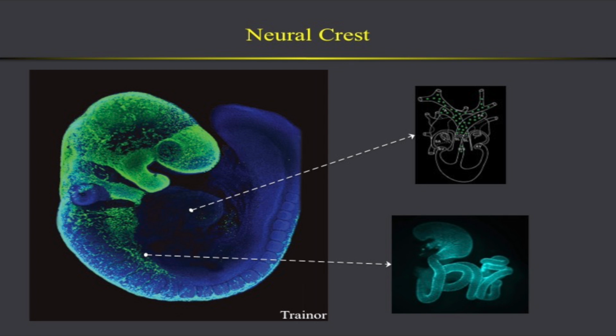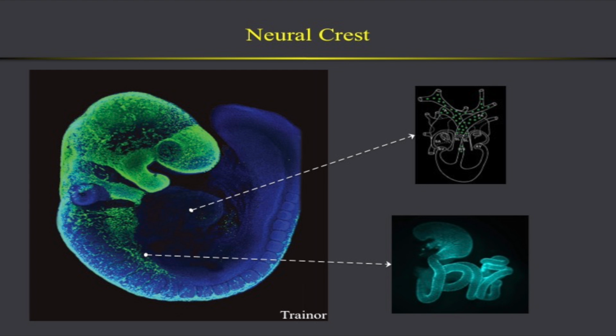For example, in the head, neural crest cells will migrate into the craniofacial region and give rise to jaws and cartilage and bones in the face. They also migrate all the way to the heart to form some connective tissues there. They also migrate throughout the gut to form the enteric nervous system, and they also migrate all over the skin to form the pigment cells.